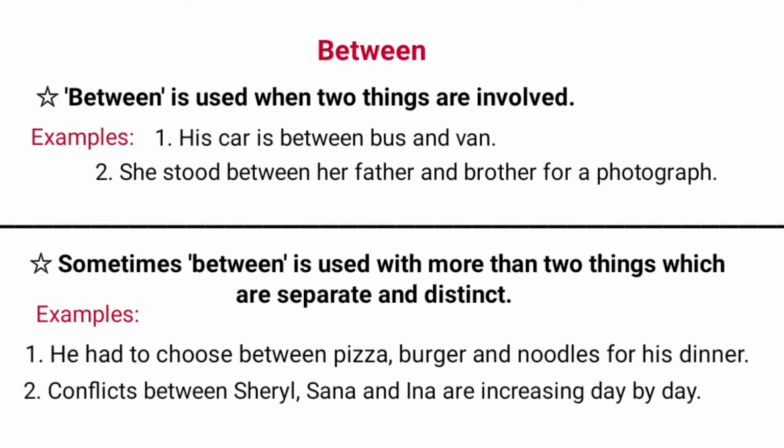Sometimes, between is used with more than two things, which are separate and distinct. Example, he had to choose between pizza, burger, and noodles for his dinner. Here, pizza, burger, and noodles are clearly separate and different. Second example, conflicts between Cheryl, Sana, and Ina are increasing day by day.